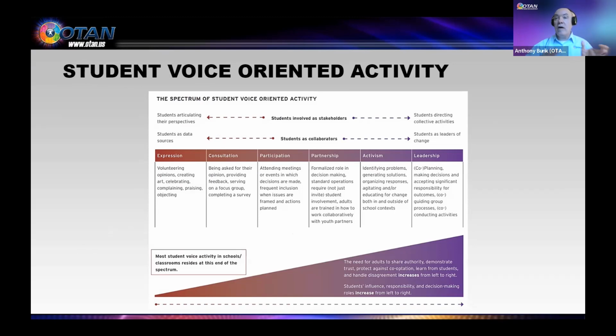But moving from left to right, first the assumption is that we want to move to the right-hand side of the screen here, right? It's going to take some work to get there. So are we willing to do the work to move students along this spectrum from left to right, right?